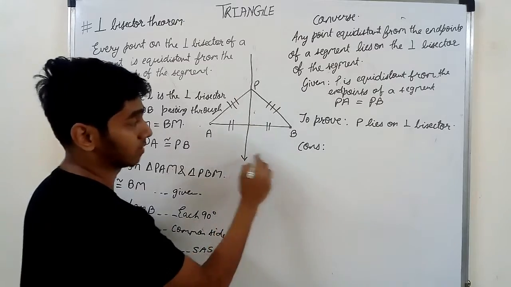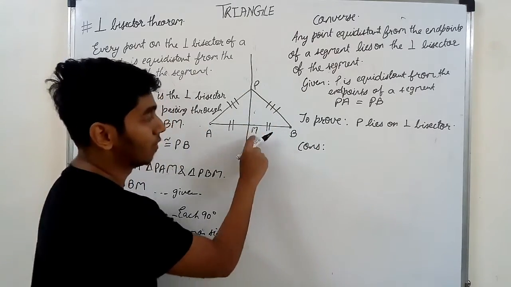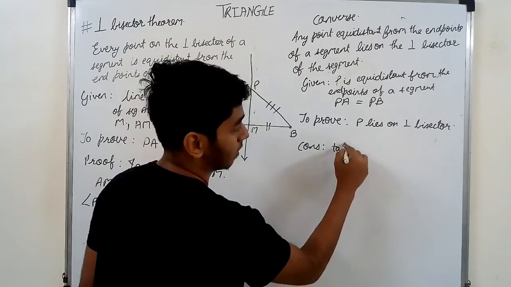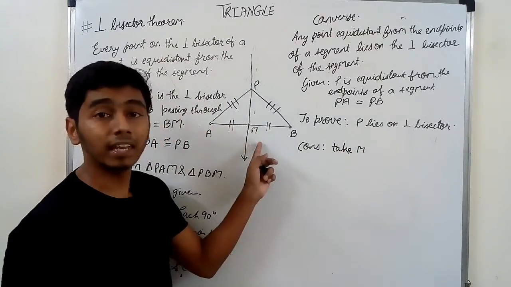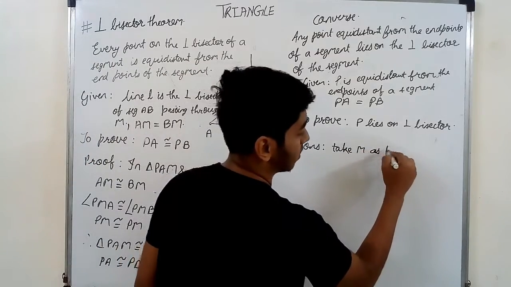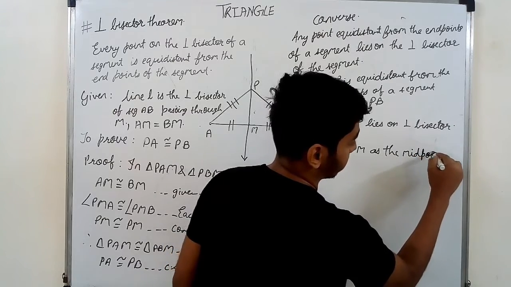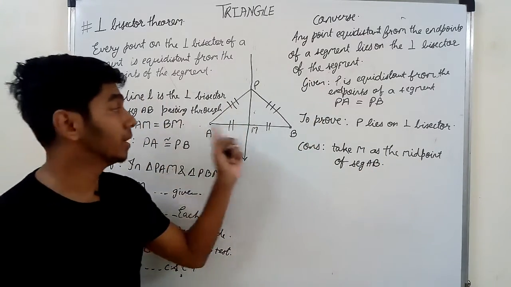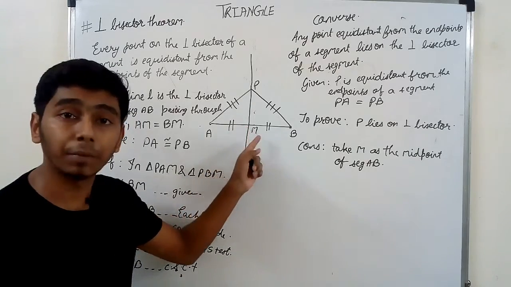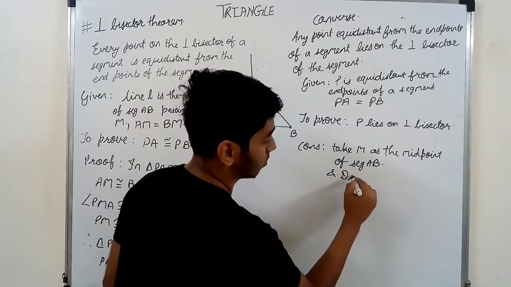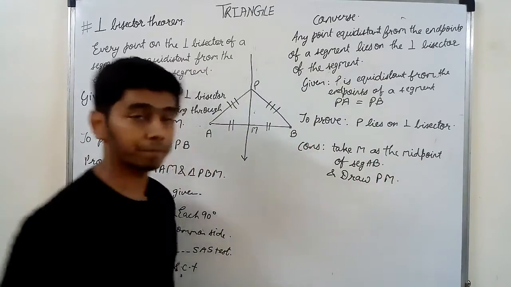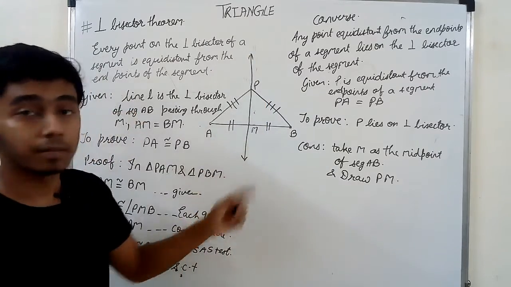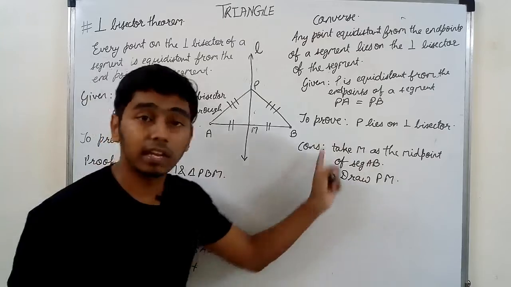Now for the construction, we draw PM, where we take M as the midpoint of segment AB. Okay, so we are taking M as the midpoint and draw PM, which is this PM. And we are extending this also, so this is our line. Let's name this as L. Okay, so we have done that in construction.